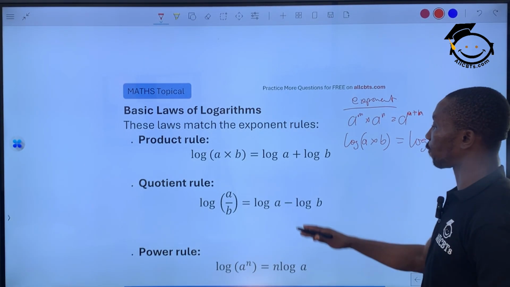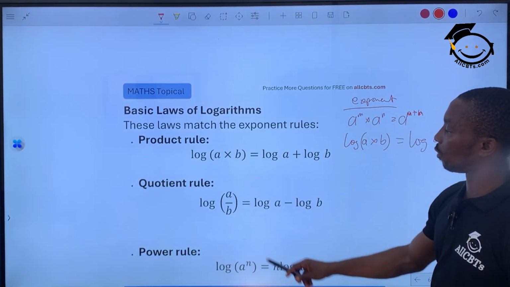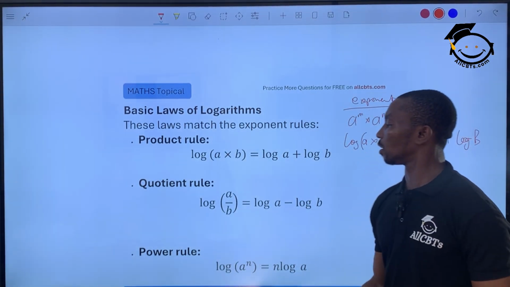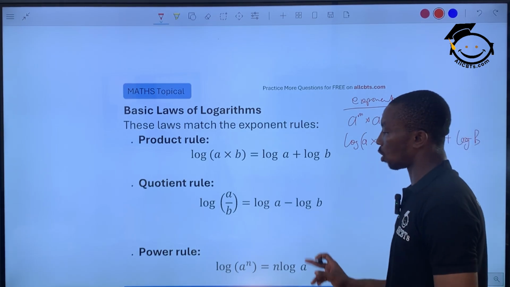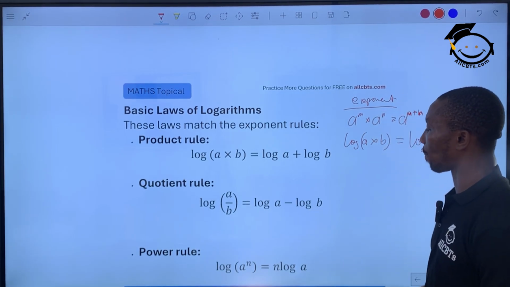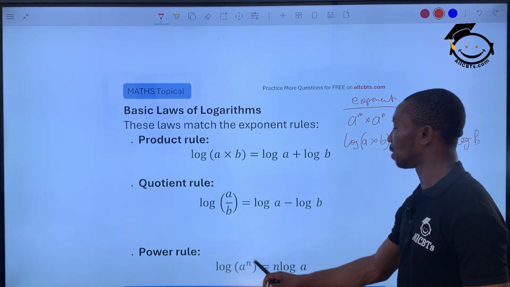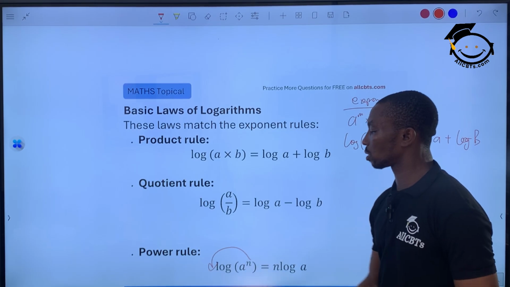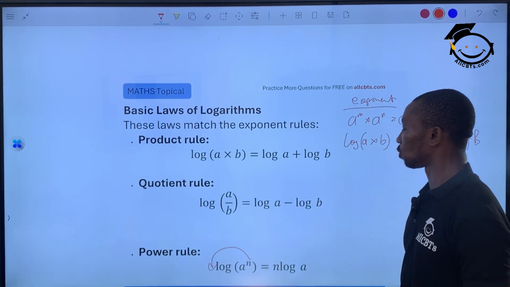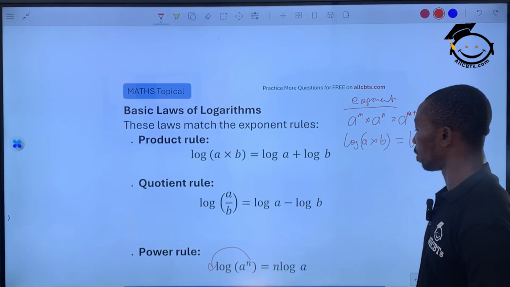Now same for the quotient. When we have log of A divided by B, it gives us log A minus log B. And for our power rule, our power rule is log of A raised to the power n. Now this n comes down here to give us n log A.